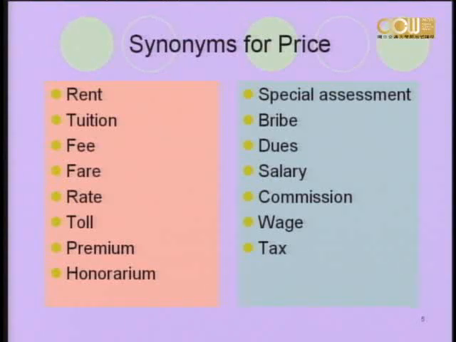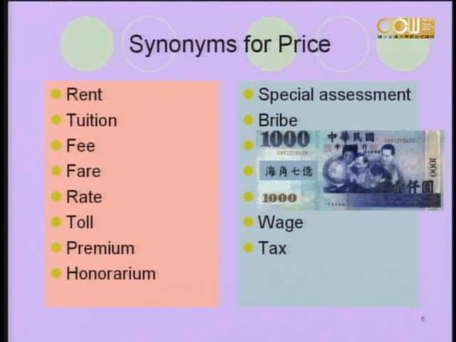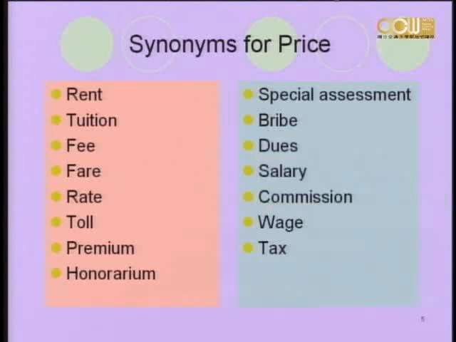All right, so very quickly: tuition, rent, fee, fare, rate, toll, special assessment, bribe, such as this. Some of you did not see that. These are the 海角七, okay, anyway. And then we have salary, commission, wage, and tax.